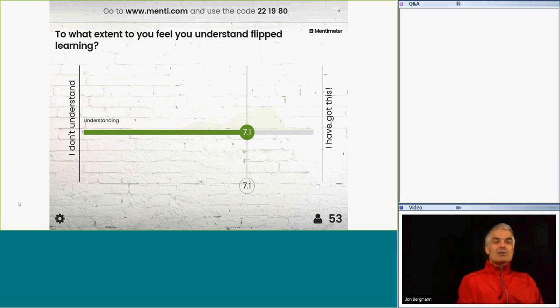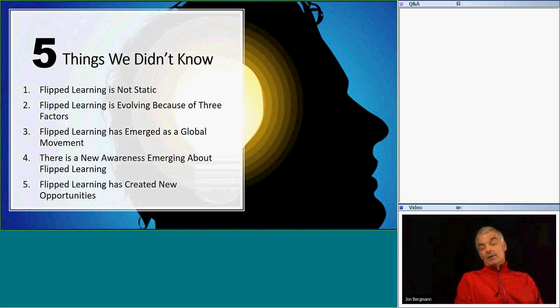So let me walk us through. There are 5 things we learned. Number 1, flipping is not static. Number 2, it changes because of 3 key factors. Number 3, a global movement emerges. Number 4, there's awareness emerging about flip learning. And number 5, flip learning created new opportunities. And so I want to address each of these one at a time. Real quickly, this is a short briefing.